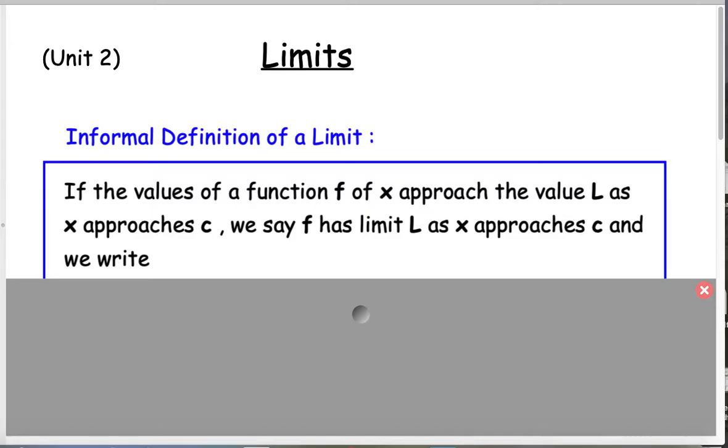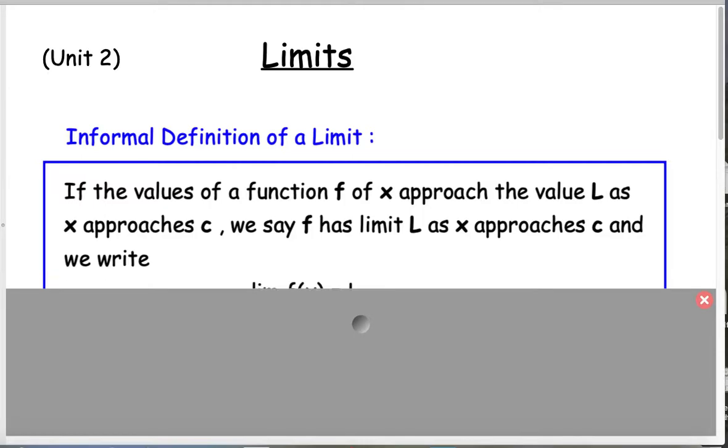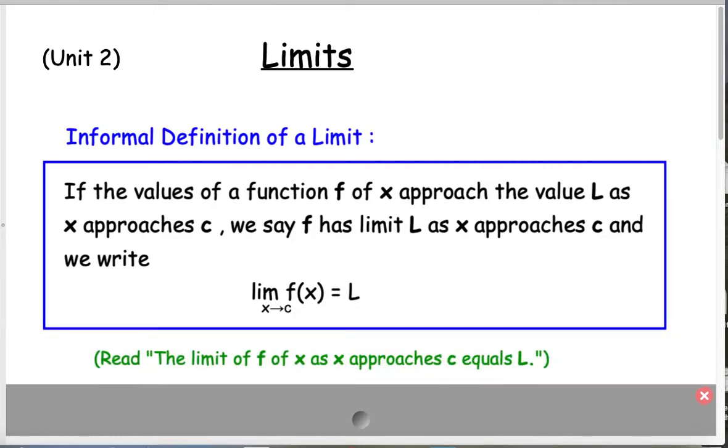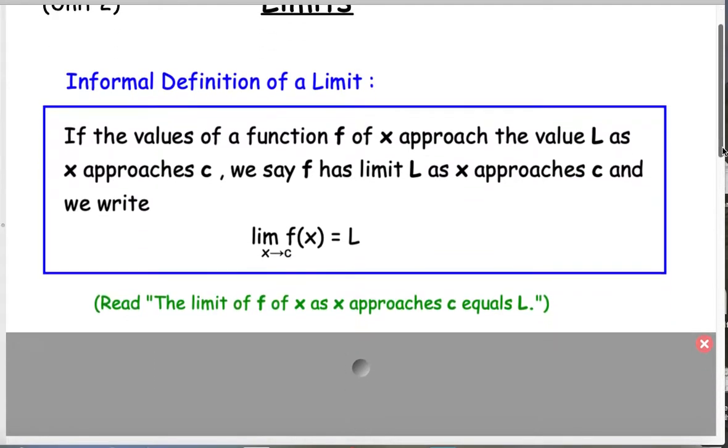So if the values of a function f of x approach the value L as x approaches c for some constant, we say that f has limit L as x approaches c, and the notation we use to write that looks like that. The way we read that is, the limit as x approaches c of f of x equals L. We're going to go through a lot of examples to give you a better understanding of exactly what a limit is. So let's jump right in.